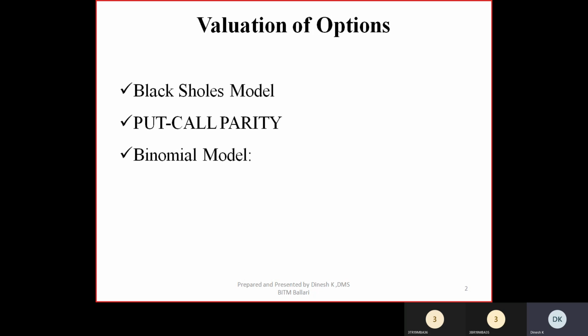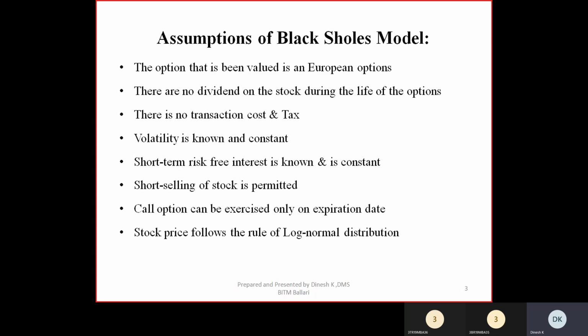Okay, so with this, let's start with the Black-Scholes model and try to understand exactly how it can be used to know the price of the asset, be it for a call option or a put option. Coming to the assumptions of the Black-Scholes model, right?